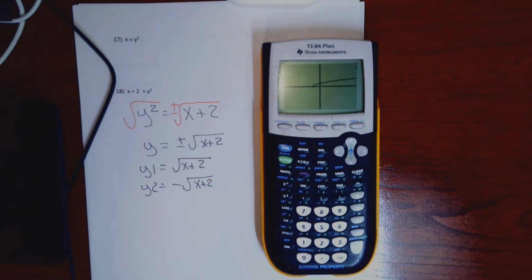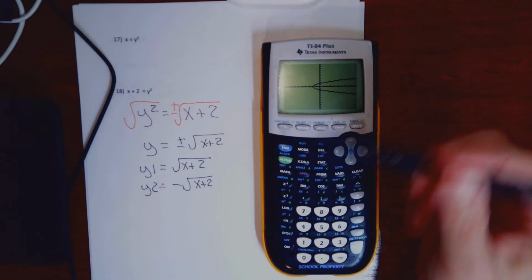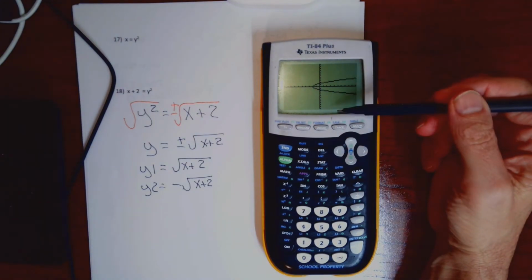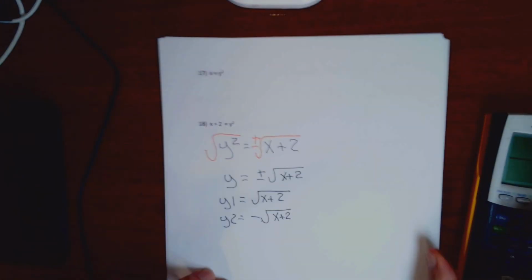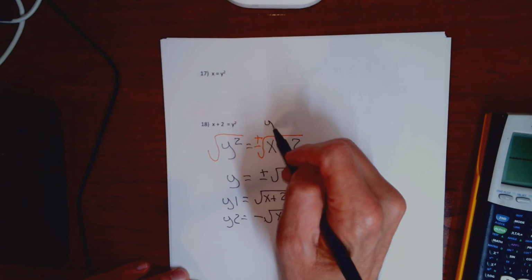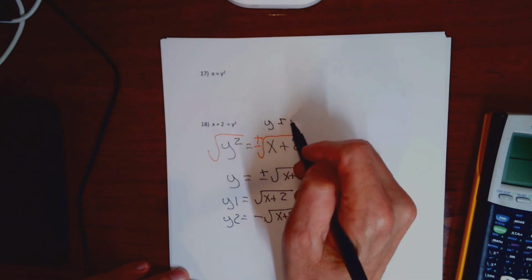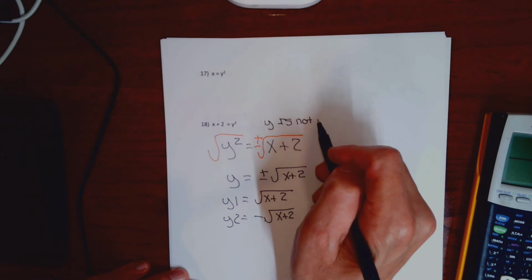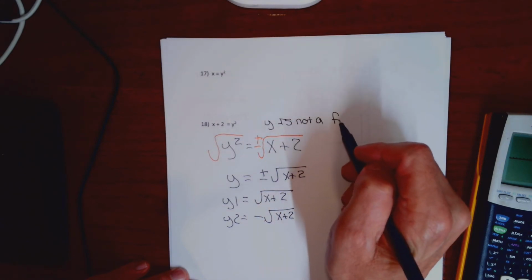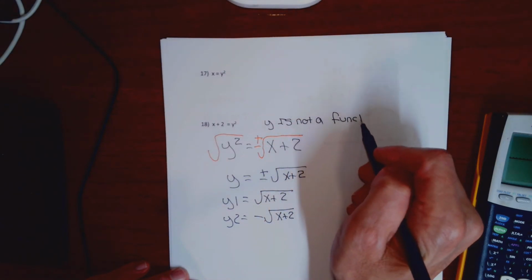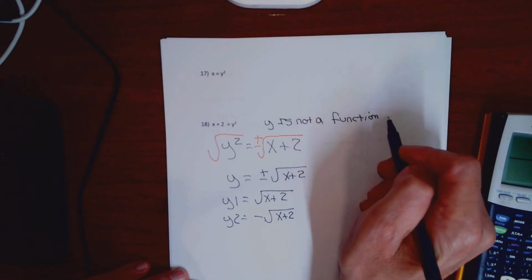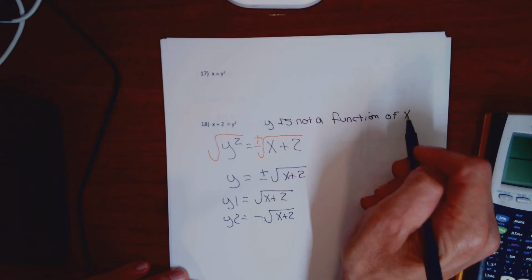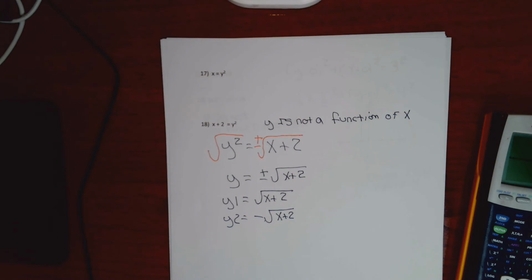It's going to be a parabola on its side, and that clearly fails the vertical line test, so here we're going to say y is not a function of x. Usually if you have a y squared, y is not a function of x. I can't even think of a time when there is a y squared in an equation that y would be a function of x, but there might be one that I just can't think of.